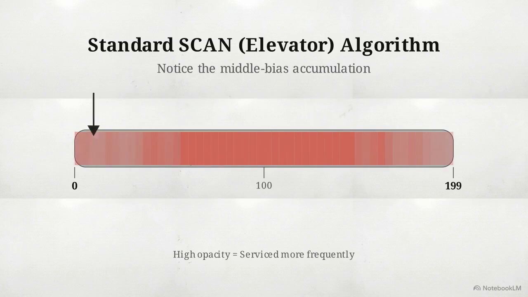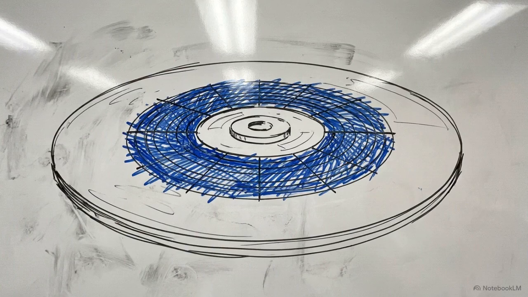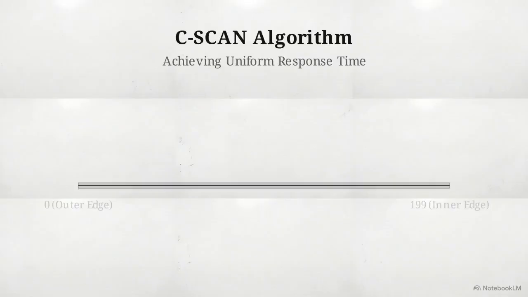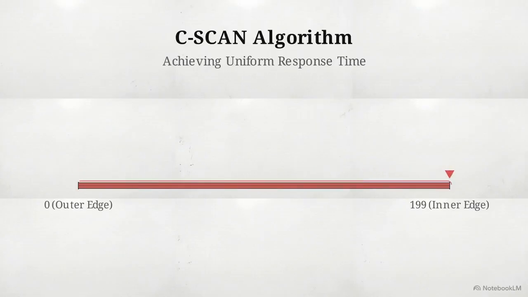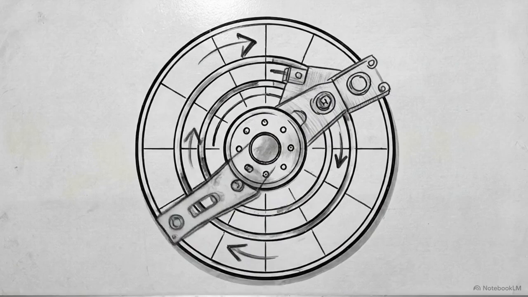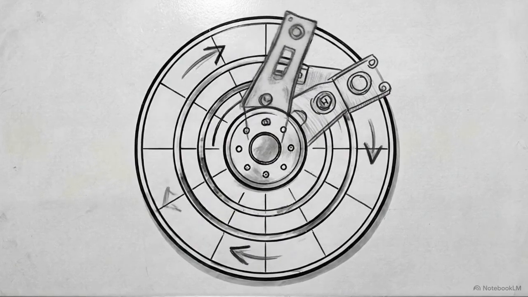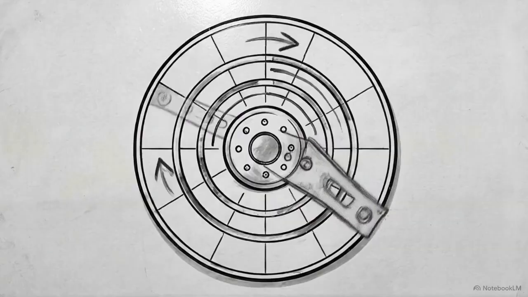Because it sweeps back and forth in both directions, it crosses the middle of the disk twice as often as it reaches the edges. This bias creates unpredictable wait times. Requests near the center are serviced quickly and repeatedly, while data located at the physical extremes suffers from starvation. C-SCAN absorbs the reset penalty specifically to remove this bias. By sweeping in only one direction, it ensures uniform response times across the entire disk surface. The algorithm sacrifices raw mechanical efficiency to guarantee that no single data request waits significantly longer than any other.